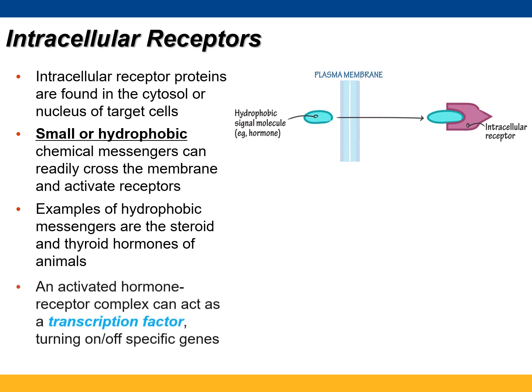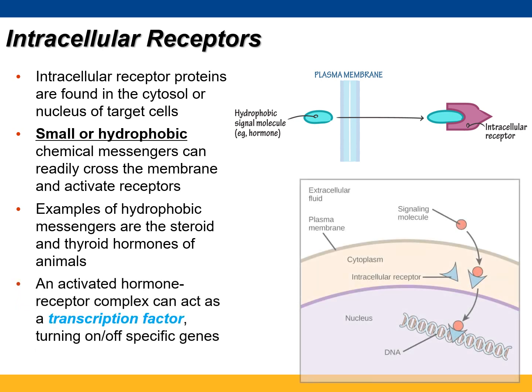primarily slow genetic responses. We call these receptor hormone complexes transcription factors. They're a type of transcription factor because what they do is, even if they're in the cytosol, once bound, they will migrate into the nucleus and then interact with DNA in order to change which proteins, which genetic material is being transcribed by the cell.